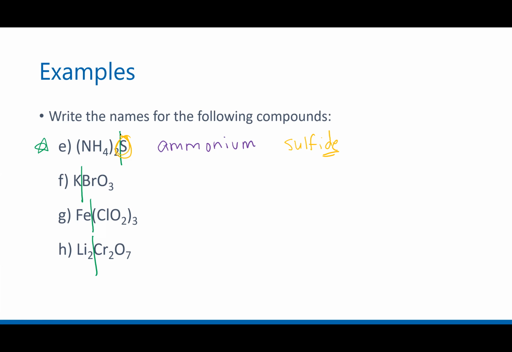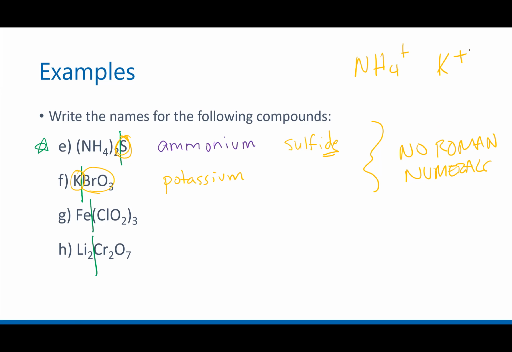And you'll see this in my next example, potassium bromate. K is potassium. Now notice, guys, in both of these, there are no Roman numerals because they only have one charge. I don't need to write the charge for potassium or ammonium because they are both only 1 plus. That's the only charge that they can be. So potassium is fine.